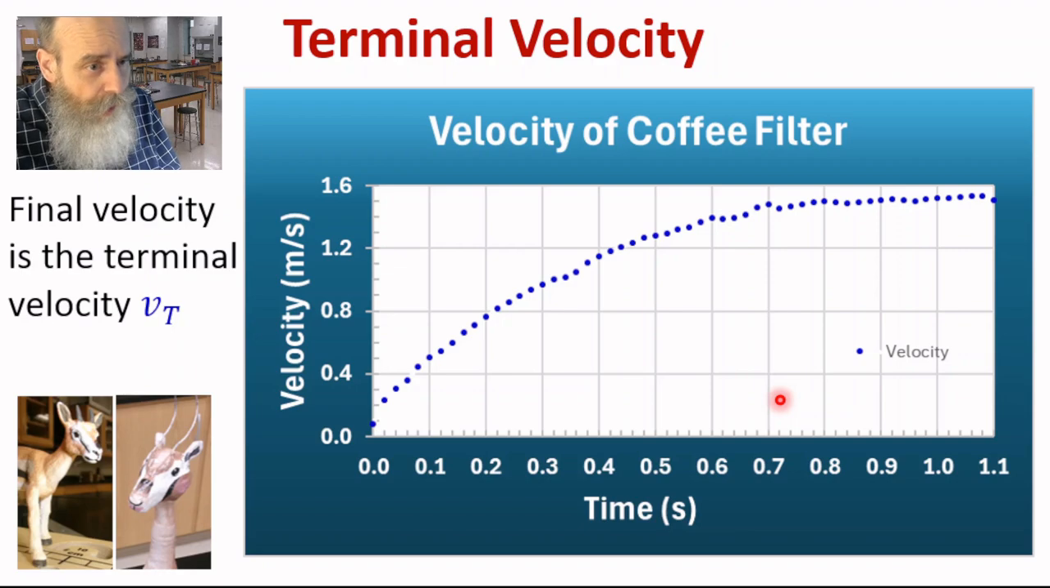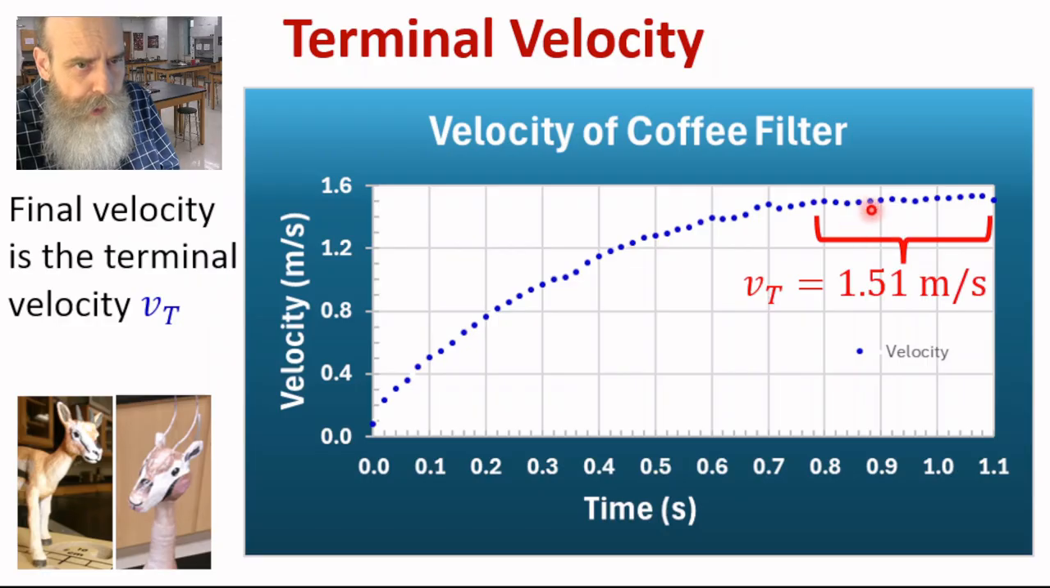Here's a graph of velocity versus time for the coffee filter. As you can see, the acceleration or the slope of this graph is decreasing with time, and eventually the slope becomes 0. At this point we have 0 acceleration and constant velocity. I took an average of these values of velocity and I got 1.51 meters per second for the terminal velocity.